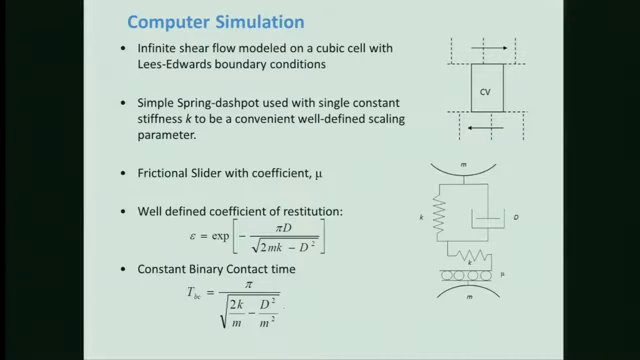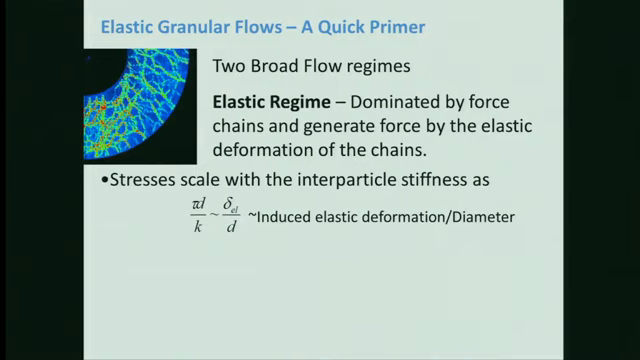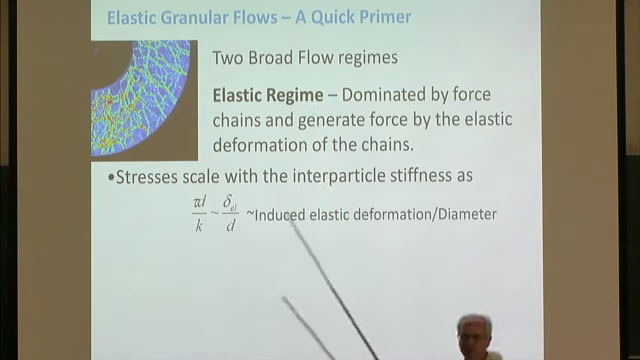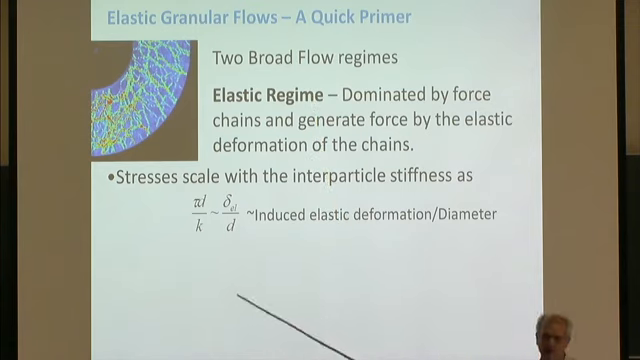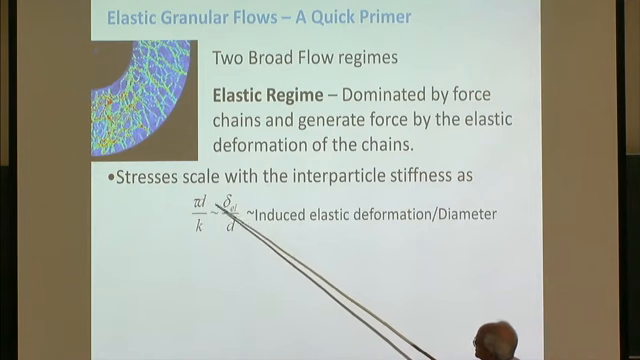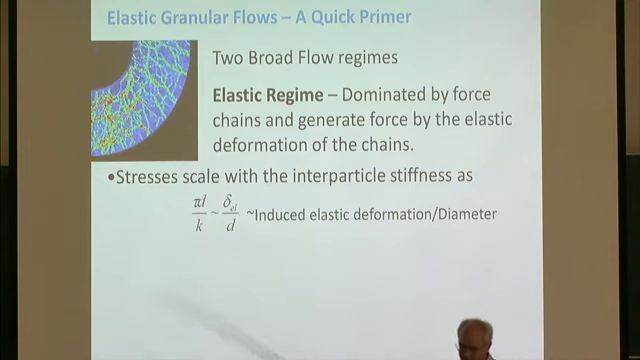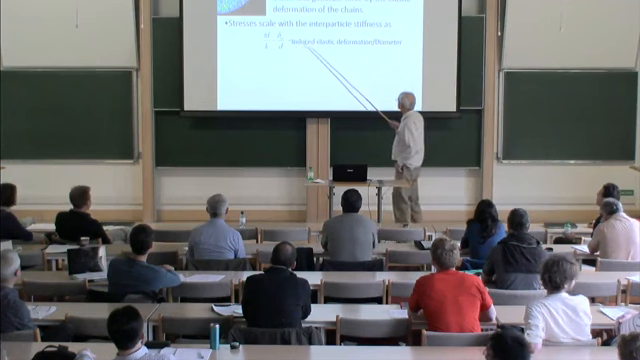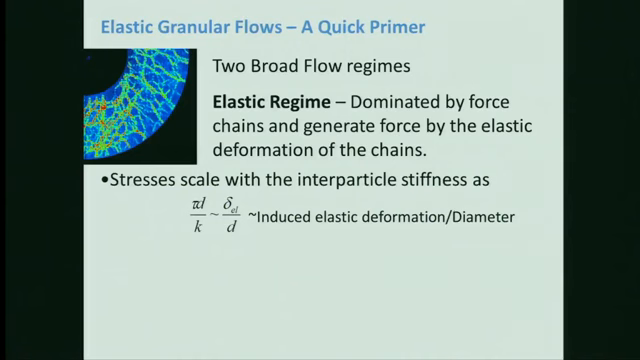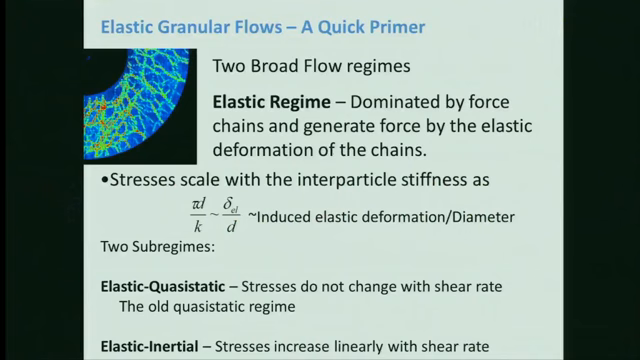And I'm going to do a quick primer on the notion of elastic granular flows. I'm talking about regions that are dominated by force chains. The important point of this is that if you take the chain and you compress it a certain degree, the stress you develop is going to be proportional to your intercontact stiffness, K. And in this region, the stresses scale in the form of tau d over K. If you want to think of that, it's like the induced elastic deformation, how much the particles deform, divided by the diameter. This has two subregimes.